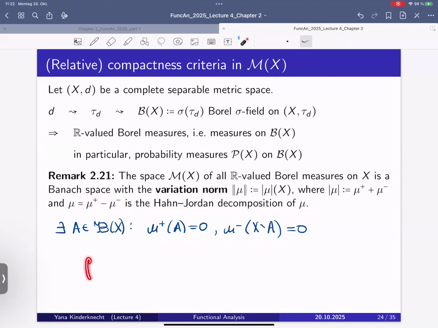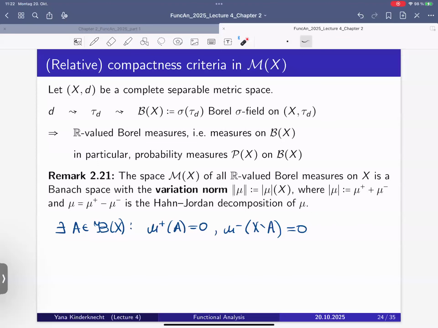This is the same as we did with functions, where this is the maximum between f and 0, and this is the positive part and negative part. The same happens with measures. So we take a signed measure, we find its Hahn-Jordan decomposition. So we have two non-negative measures, and then we define this object.